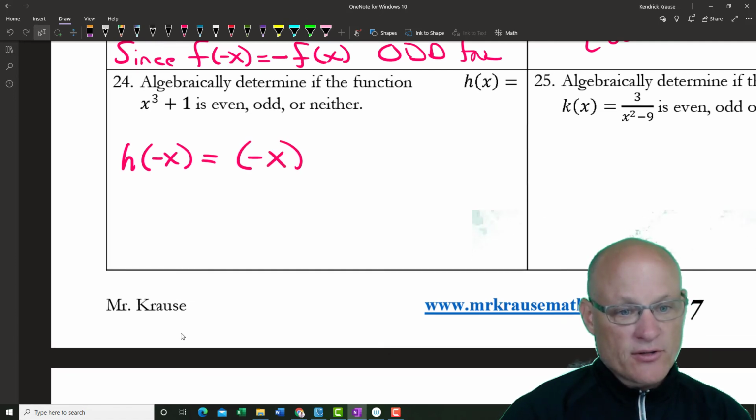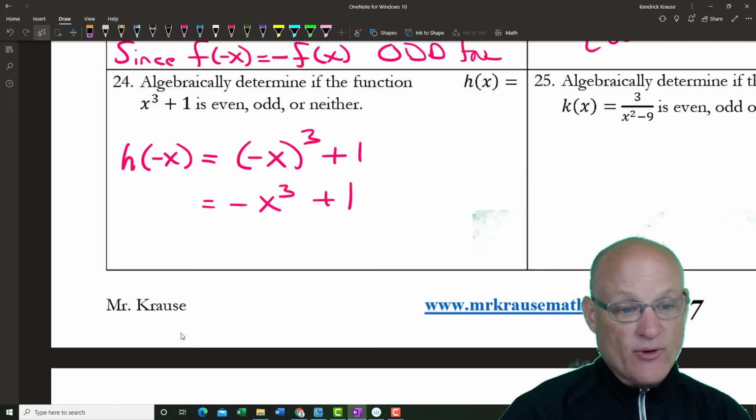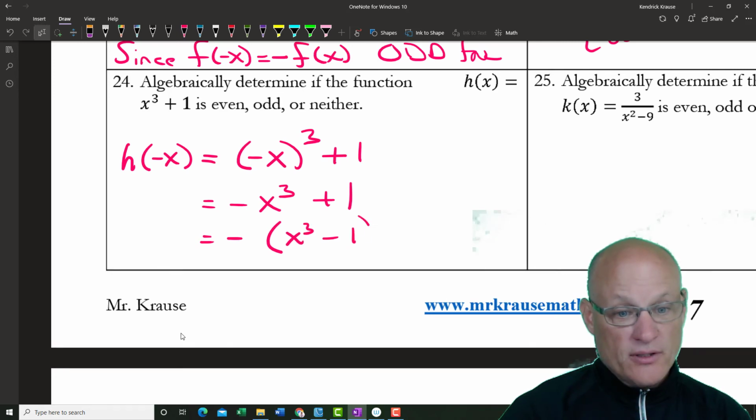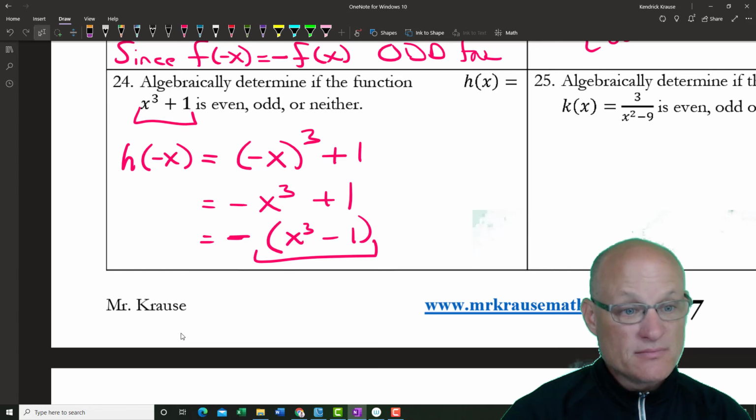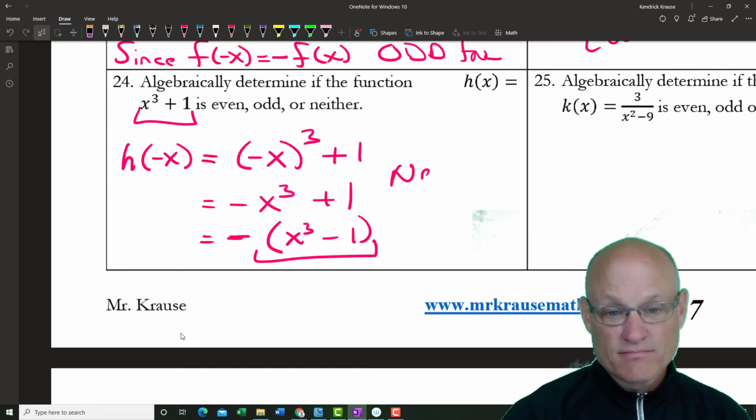Negative x cubed plus 1. So an odd number of negatives is negative, so this is negative x cubed plus 1. Factor out a negative, negative x cubed minus 1. Is this the negative of the original? It is not, so this is neither.